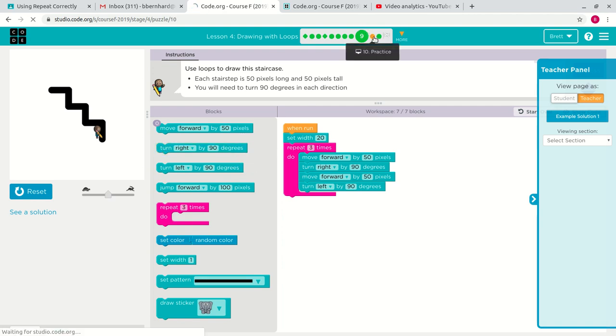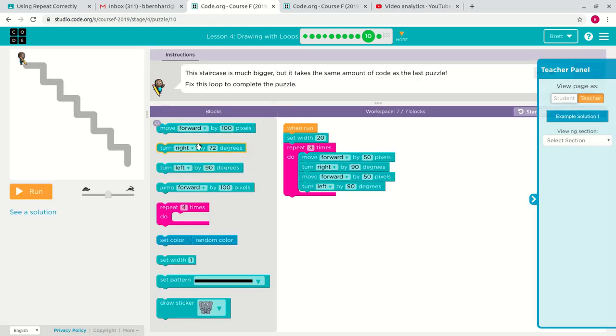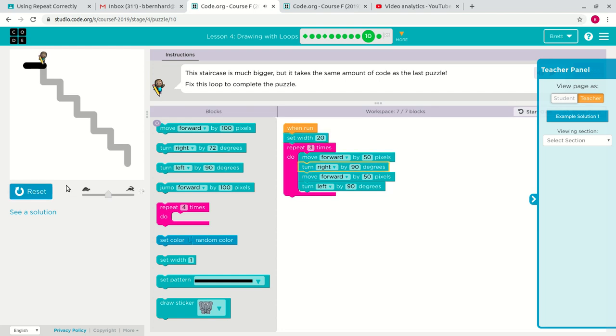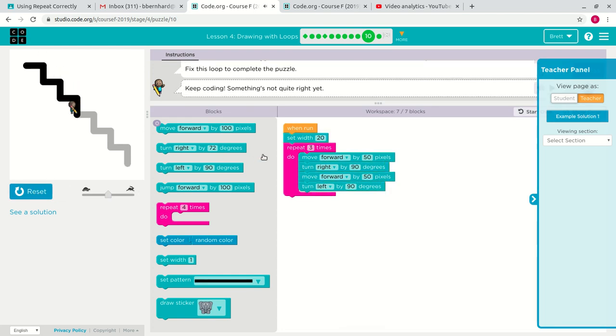All right, moving on. Number 10. It is the same thing as the last one, but much bigger. So all it's asking us to do is fix the loop, so let's see what it does here. Well, I think you guys are good enough to figure this out, so I'm going to let this one be up to you, but I'll give you a hint. It has something to do with the amount of repeats. Moving on.